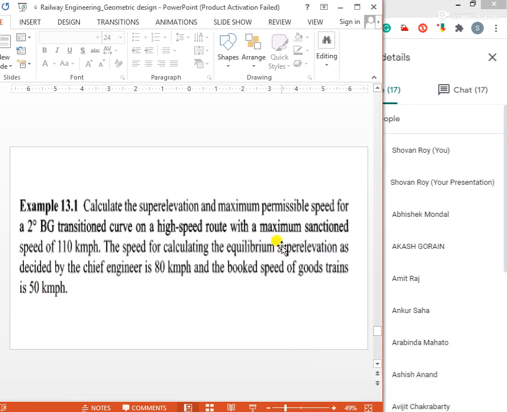Please write this numerical. Calculate the super elevation and maximum permissible speed for a 2-degree broad gauge transitioned curve on a high speed route with a maximum sanctioned speed of 110 km per hour. The speed for calculating the equilibrium super elevation as decided by the chief engineer is 80 km per hour, and the booked speed of goods train is 50 km per hour. Please write this problem.